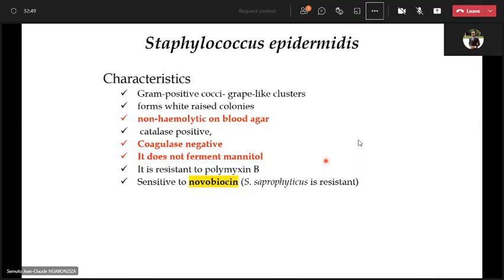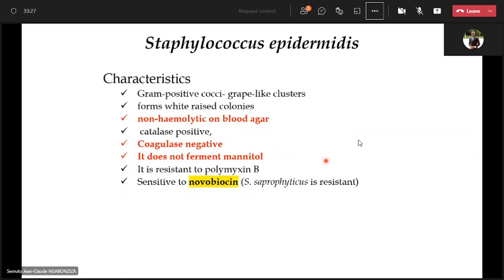So Staphylococcus epidermidis, that is number one. Also gram-positive cocci in grape-like clusters, so you cannot distinguish it from Staph aureus by morphology. They form white raised colonies. They are non-hemolytic on blood agar, so automatically you can see the difference. Why is this non-hemolytic? Because it does not have the enzyme hemolysin that destroys the red blood cells.